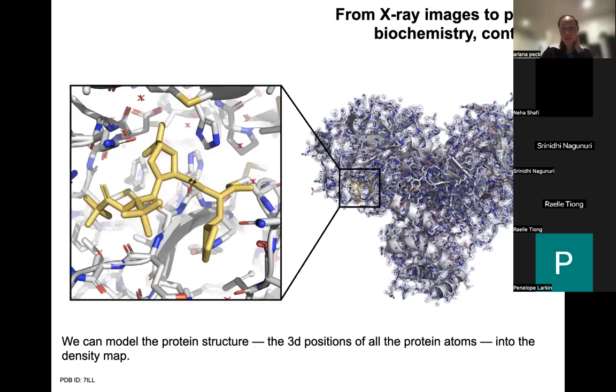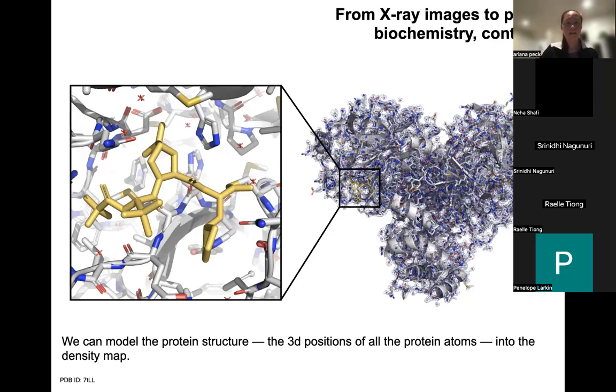And so ultimately, what we can do is we know the sequence of a protein, and we can try to thread it through this electron density map and figure out where each atom in the protein is located relative to one another within this electron density map. And so ultimately what we'll get is what's called an atomic model of the protein, so where all of the atoms of the protein are located in 3D space relative to one another.